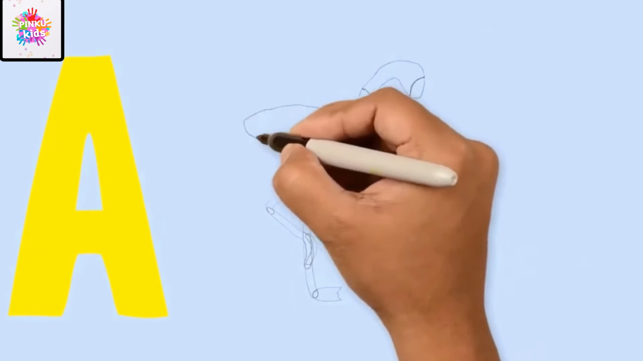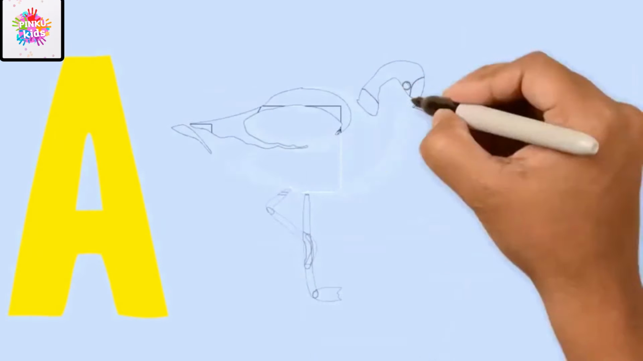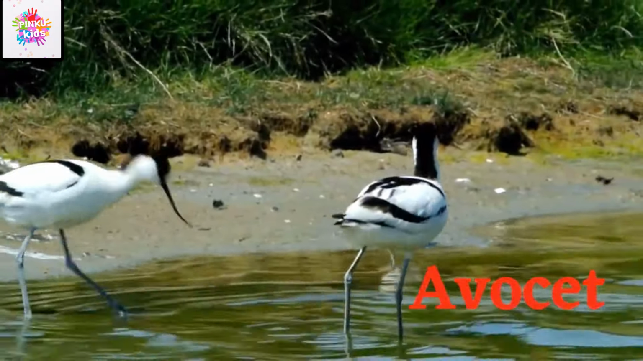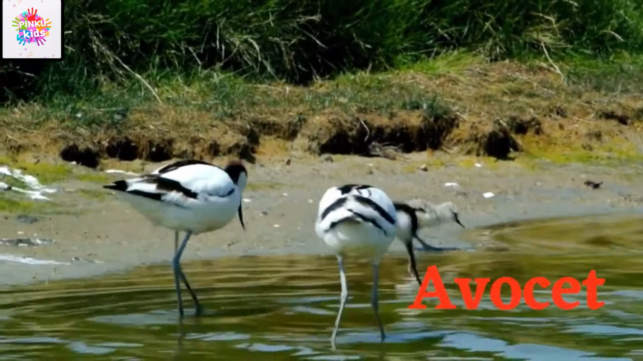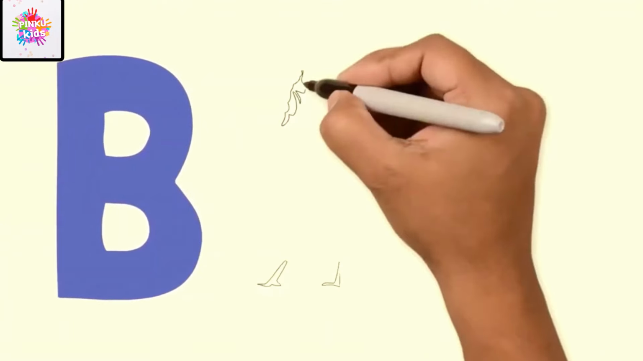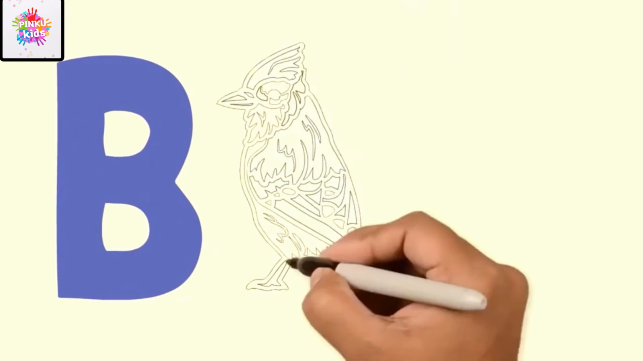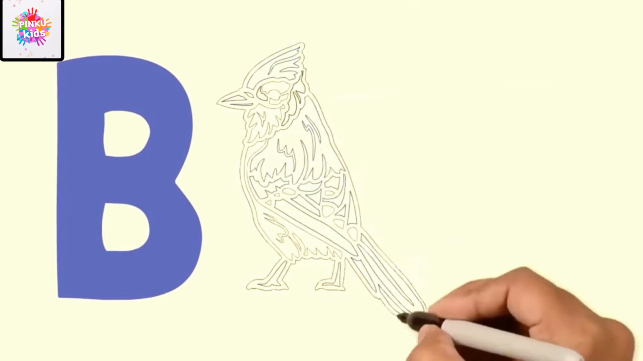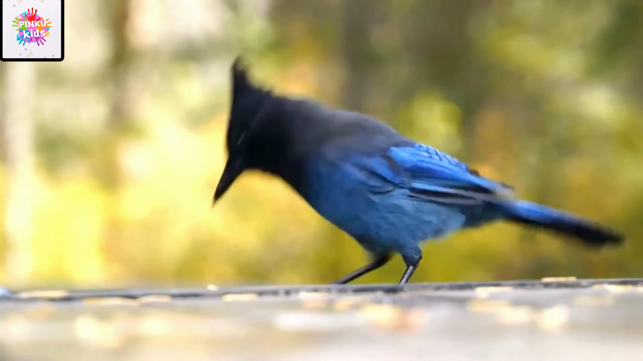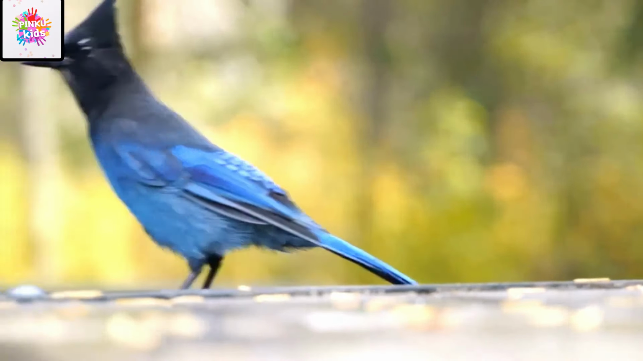A for arrowset. Arrowset. B for blue jay. Blue jay.